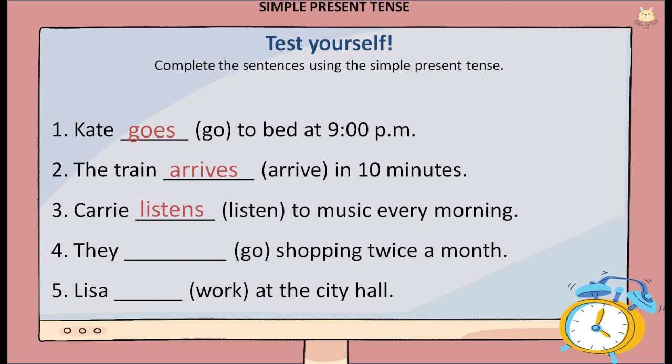And number 4, they blank shopping twice a month. If you answered go, then you are correct. Our subject they is a third person, therefore this is a plural, and so we need a plural verb as well. And number 5, Lisa blank at the city hall. If you answered works, then you are correct. Lisa works at the city hall.